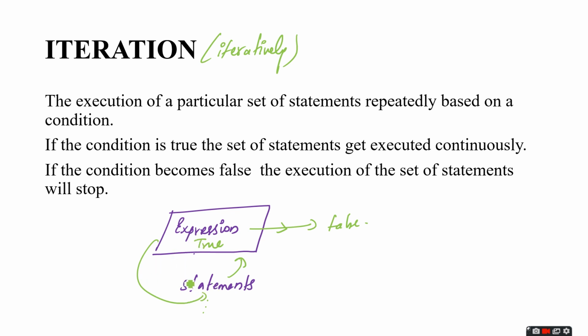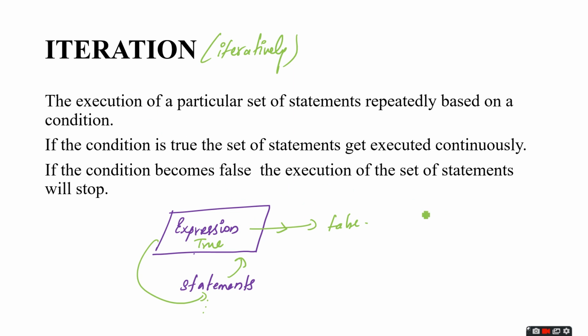That means we are executing a set of statements n number of times or repeatedly. Now see here, the execution of a particular set of statements repeatedly is based on a condition. Based on a condition means based on the result of an expression. If the condition is true, the set of statements get executed continuously. If the condition becomes false, the execution of the statements will stop. So these are the three methods in which the Python programs get executed.